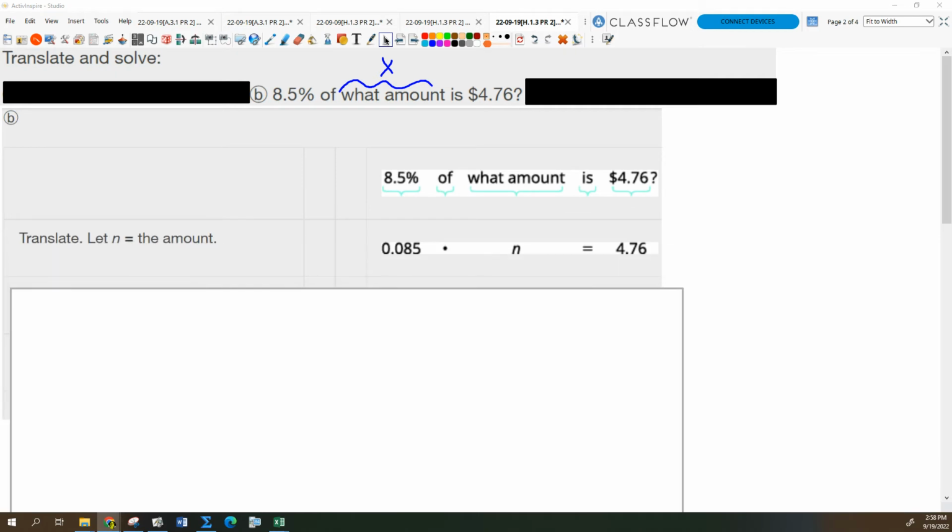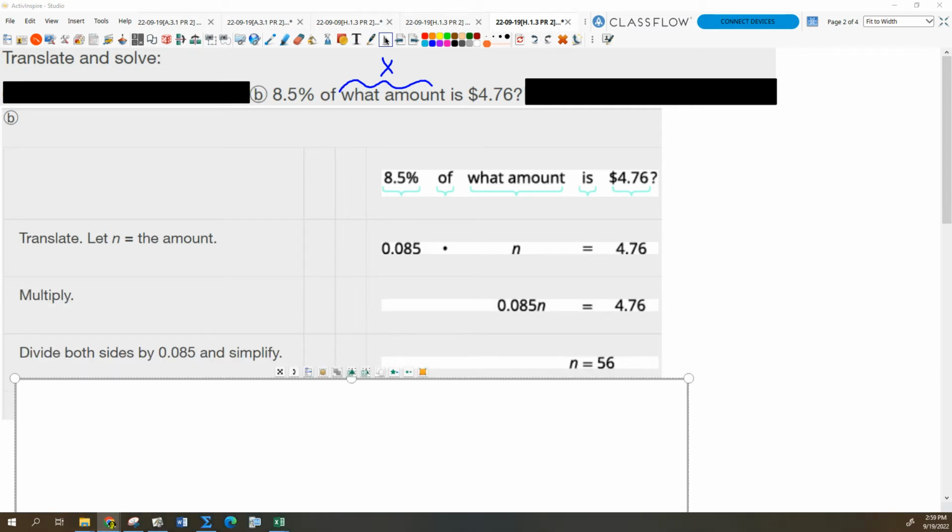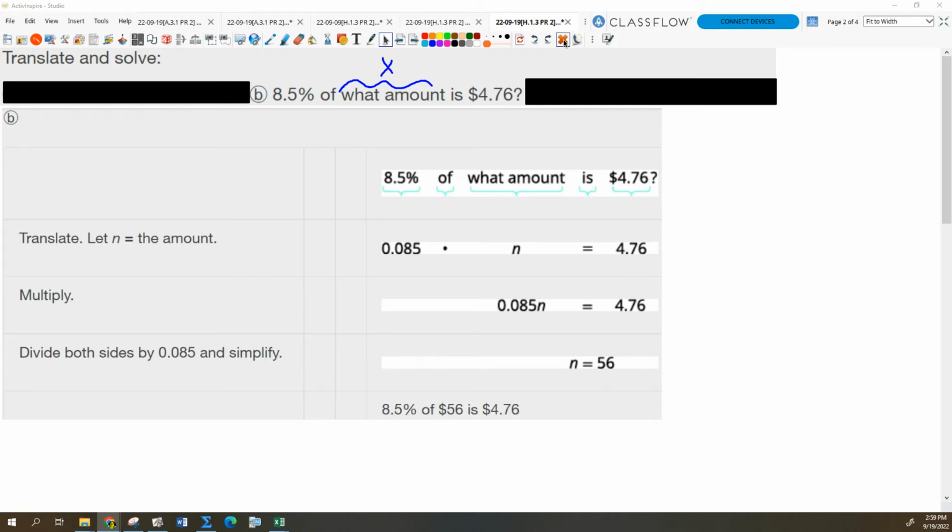So everybody agree that's what we get? 0.085 times n, or x, equals 4.76. Easy to solve. Just divide each side by 0.085. If we do all that, what do we get? We get 56. Okay? Make sense?